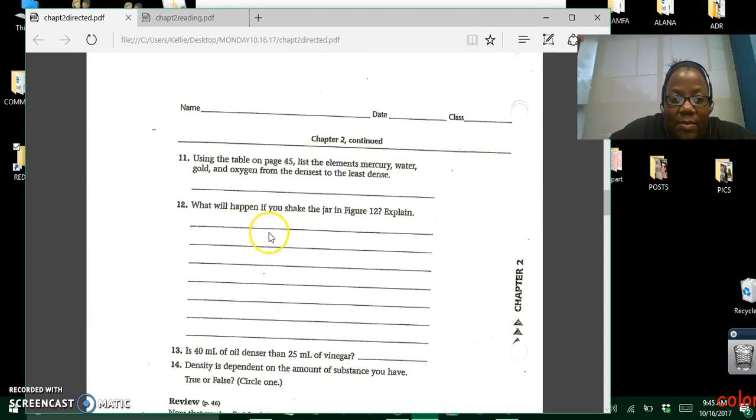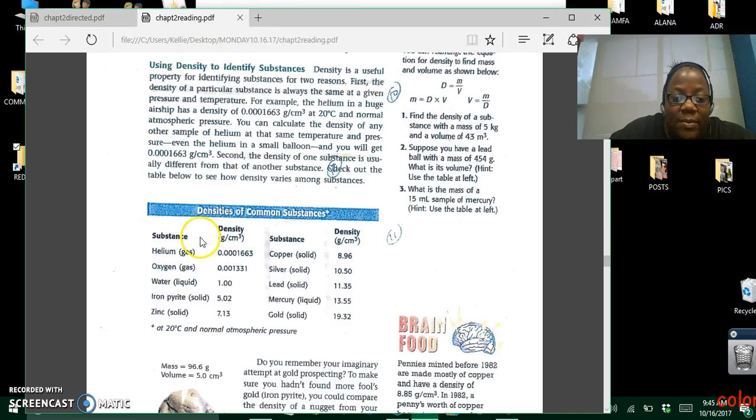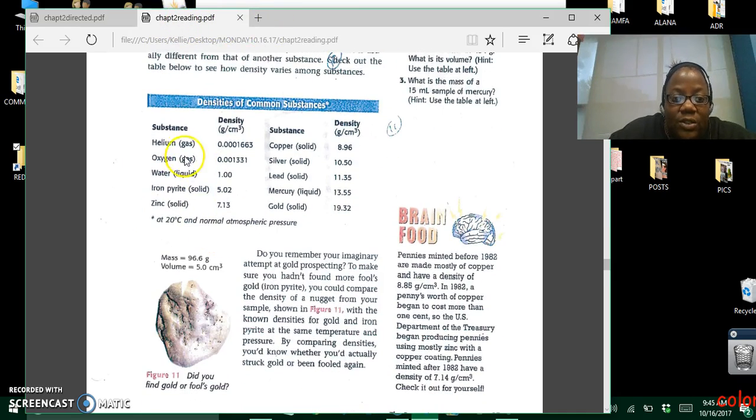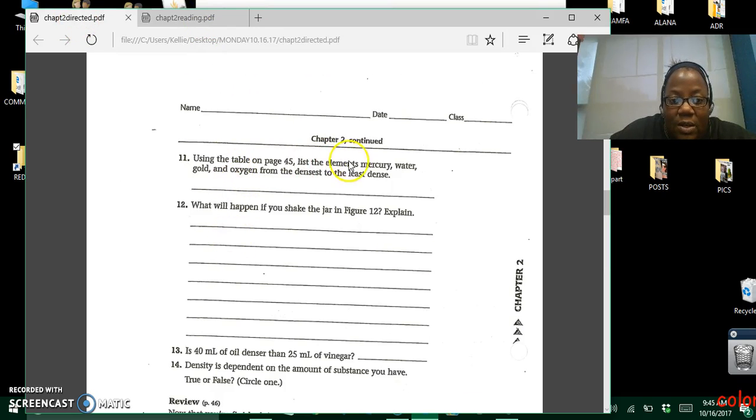Answering question number 11. Using table 45, list the elements mercury, water, gold, and oxygen from the densest to the least dense. Okay, so let's look at our table. Here we go. So there's water, there's mercury, copper, gold, from densest to least dense.